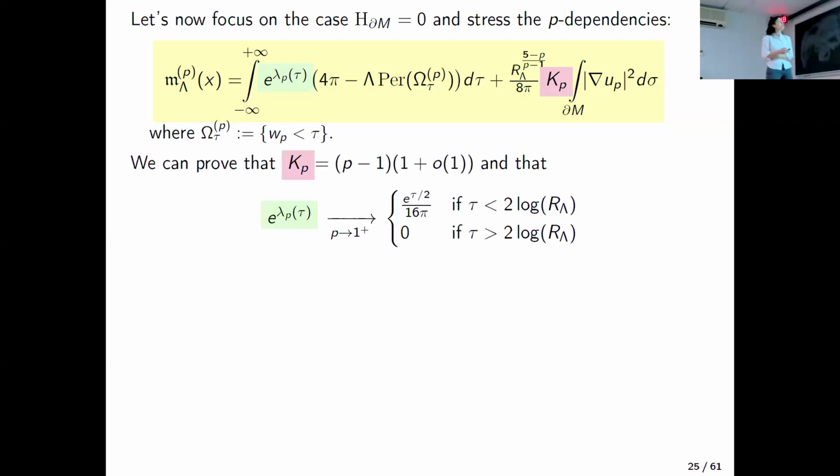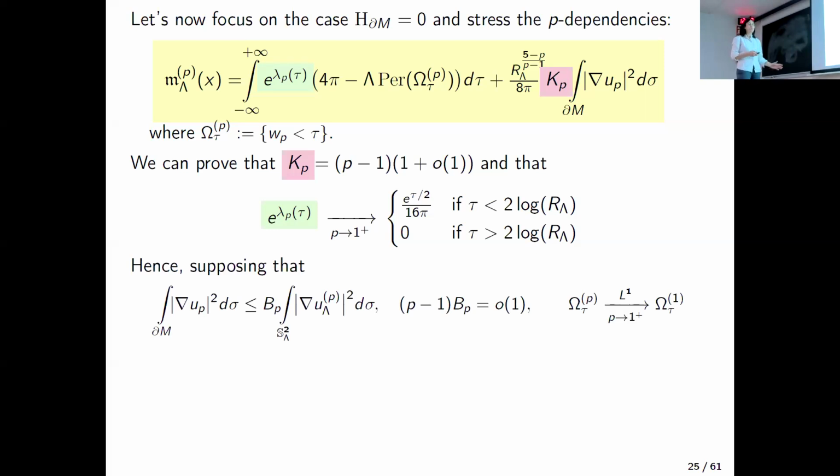So what we could prove is that this constant P actually goes to 0 like that as p tends to 1. And also that the e to the lambda P tends, for every tau fixed, to this limiting function here. So to the function e to the tau over 2, just if tau is before this threshold here, 2 log of r, and 0, okay?